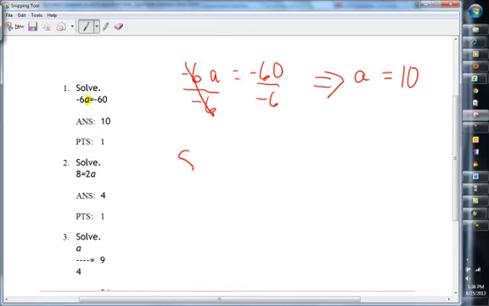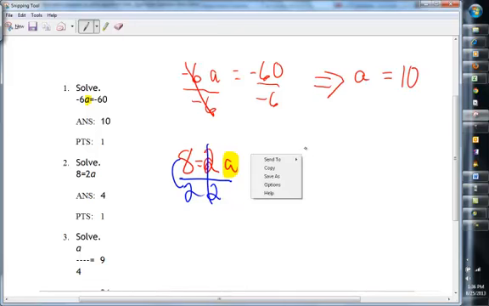In the second case, 8 equals 2a. We want to get the a all alone. To do so, we're going to divide both sides by 2. The 2's cancel. 8 divided by 2 is 4, so 4 equals a, or a is 4.